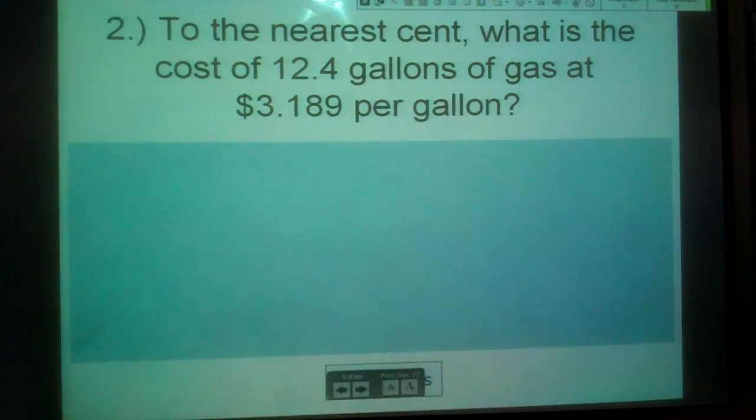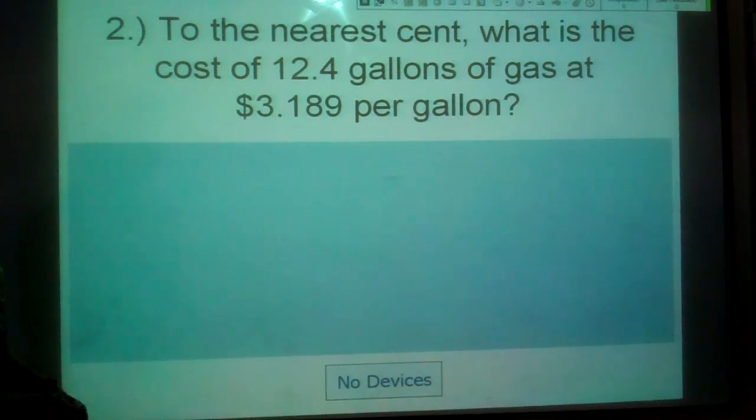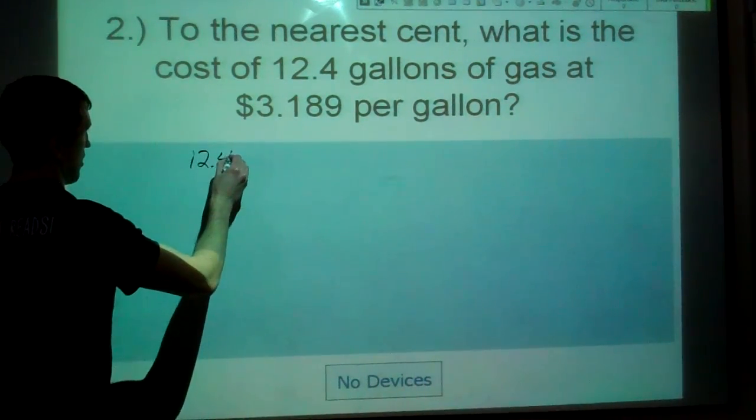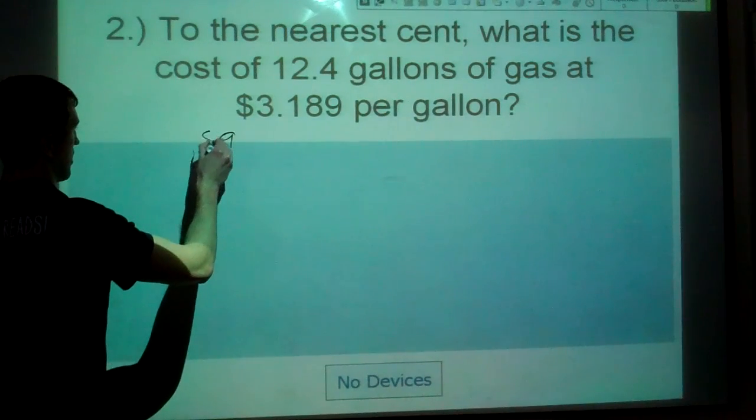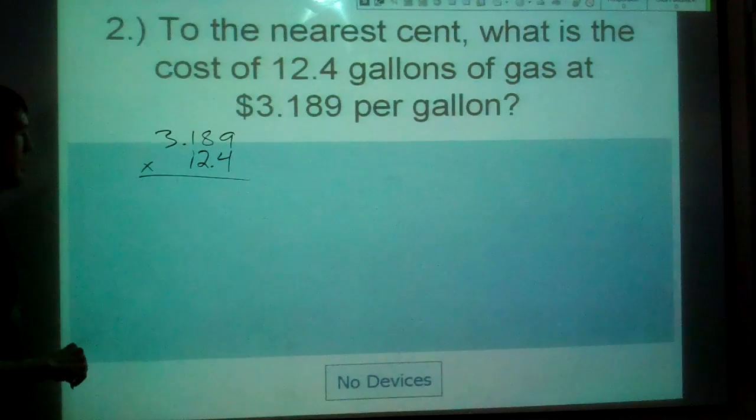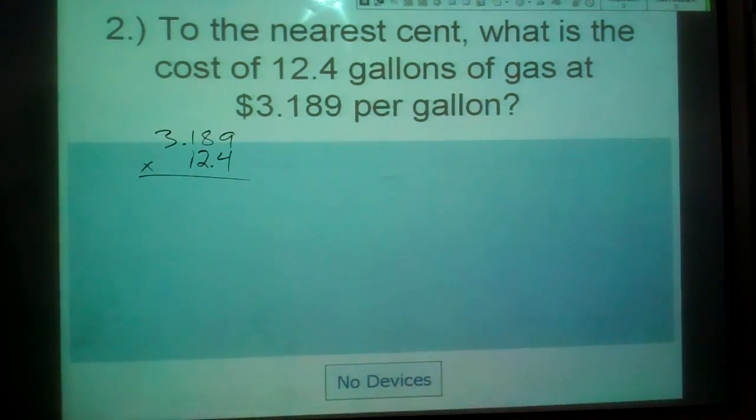Number 2, this one seems to cause a little bit of trouble for one reason, and that's because of the dollar amount that's given. It says, to the nearest cent, what is the cost of 12.4 gallons of gas at $3 and about 19 cents per gallon? So it says to the nearest cent. Got a couple options here. You could go ahead and just do 12.4 times 3.189, and then you'll get an answer, and you could just round that to the nearest cent.